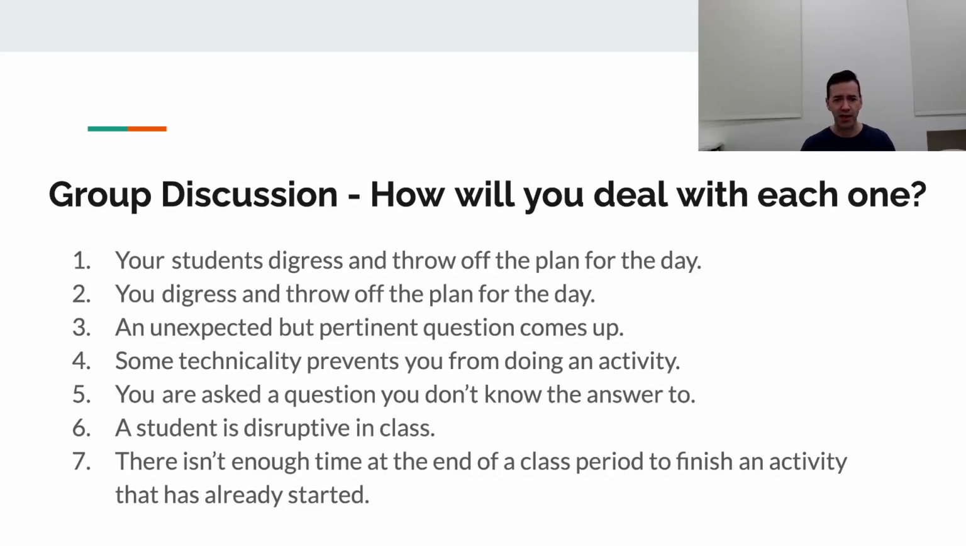Number 2, you digress and throw off the plan for the day. So this has happened to me a lot. In the middle of my teaching, I get what we call a light bulb moment. And I think, you know what? I want to do something different because I feel like it will match the students. It's fine. I go that way, I do it, and then I make up the other stuff that I missed another time, or give some extra homework, or I make a video or something like that.